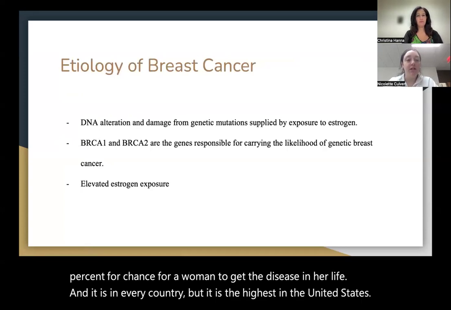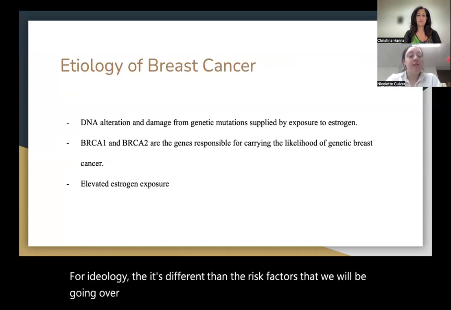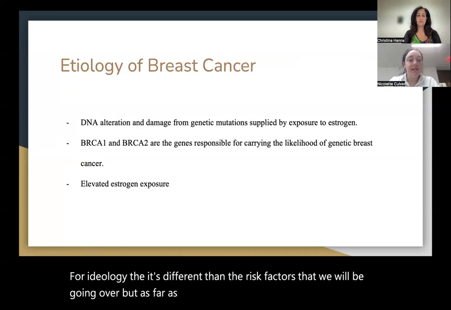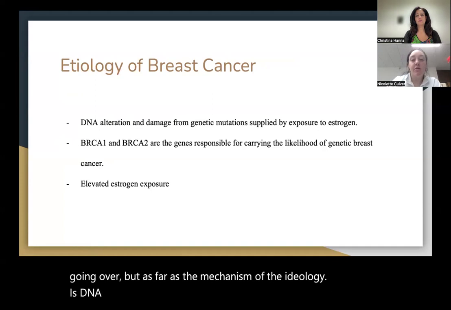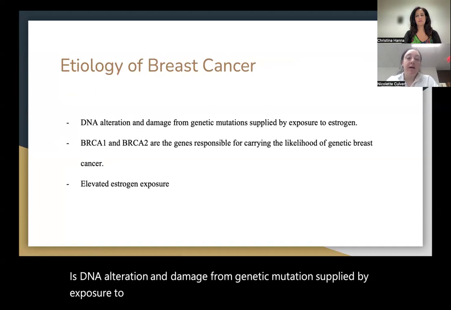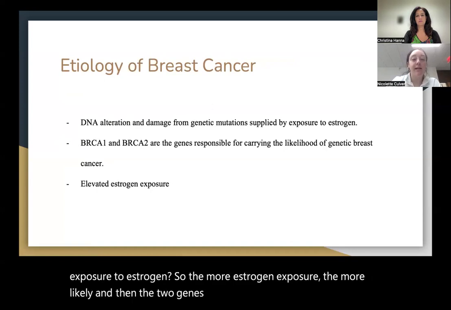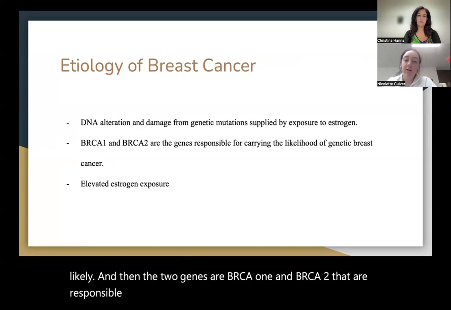For etiology, it's different than the risk factors that we will be going over. The mechanism of the etiology is DNA alteration and damage from genetic mutations, supplied by exposure to estrogen. So the more estrogen exposure, the more likely. And the two genes responsible for carrying the likelihood of genetic breast cancer are BRCA1 and BRCA2.